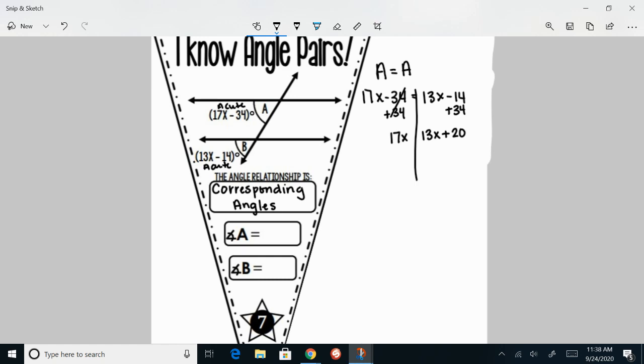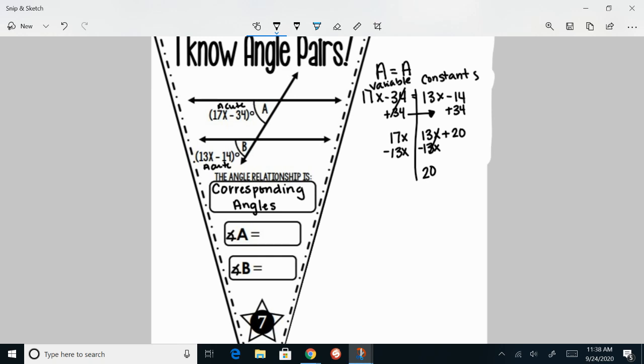Now, a very important thing to remember, because I moved my constants, or my numbers, this way, that means I have to move my variables to the other side. So that means I'm going to have to move my x's. I'm going to move that positive 13x by subtracting 13x. What I do to one side, I have to do to the other. These will cancel out, and I'll be left with 20.